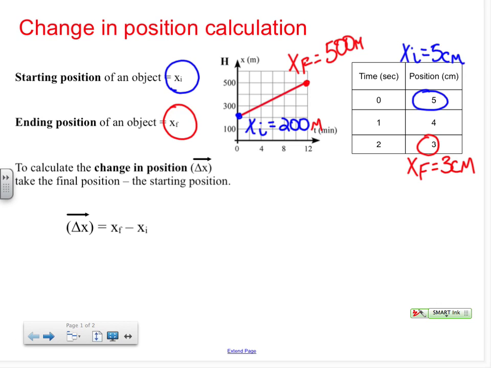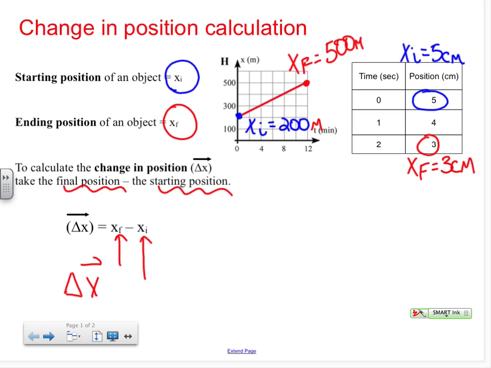To calculate the change in position, you'll notice that there's an arrow over the top of it, and what you do is you take the final position and you subtract the initial position or starting position. Now, the order of that absolutely matters. XF minus XI. If you flip the order, then you're not going to get the correct information. So if you take a look at this formula, delta X simply means change in.